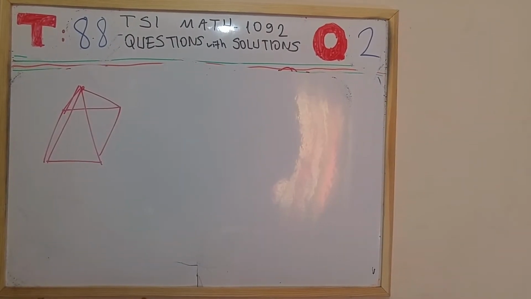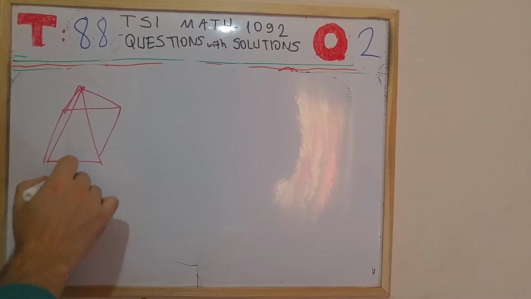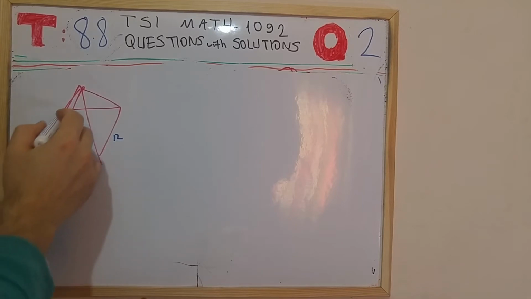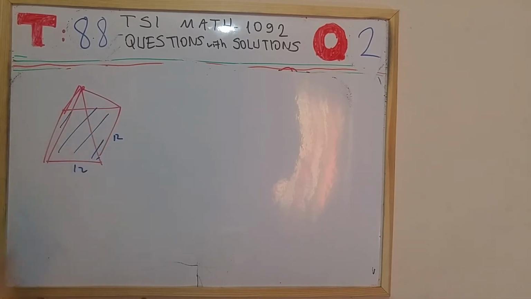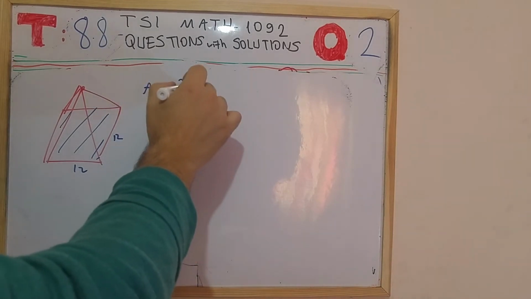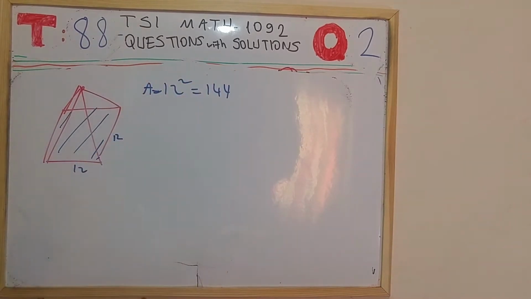We have a square pyramid with base lengths equal to 12 and 12. What they're asking me is the base area here, the area of the square, actually nothing else. So that area is 12 squared, which is equal to 144.